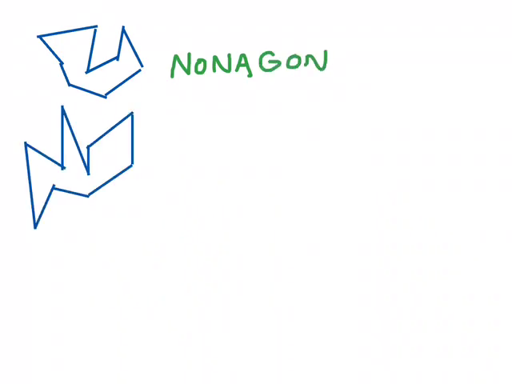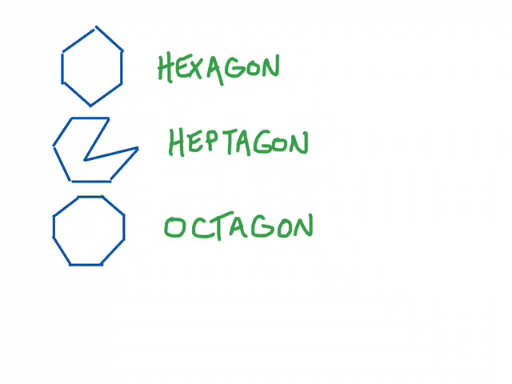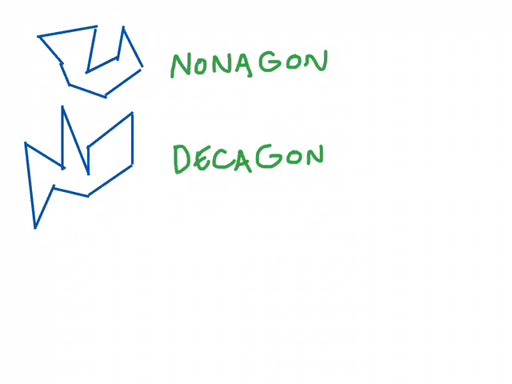You get up to 9 sides and angles, you have what's called a nonagon, N-O-N-A-G-O-N, nonagon. And then finally, for us at least, 10 sides and angles makes a decagon. These are going to be the ones that you're responsible for knowing: everything from 3 sides to 10 sides. So just a quick review. We have triangles, quadrilaterals, pentagons, hexagons, heptagons, octagons, nonagons, and decagons.